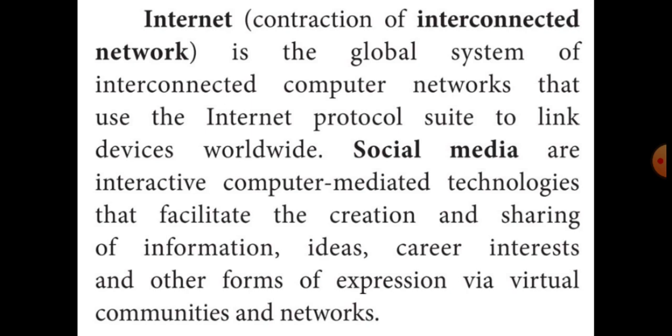Okay. Then the third one is internet. The third electronic media is internet. Now listen very carefully, students. Internet means a contraction of interconnected network. Contraction means shortened form of a word. Then this internet is the global system of interconnected computer networks. That means world level. Global system means world level interconnected computer networks.